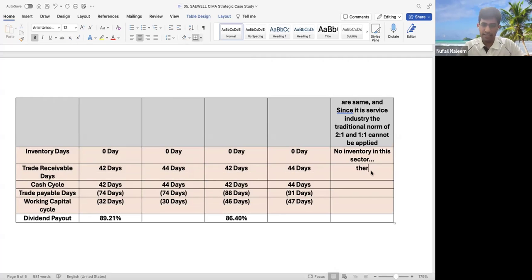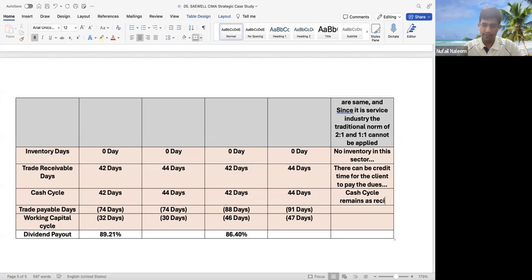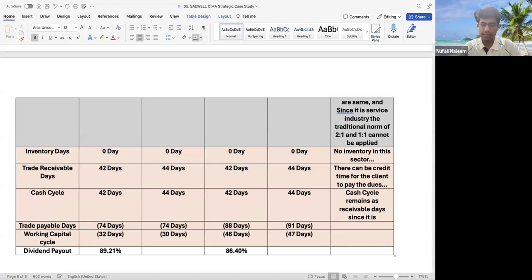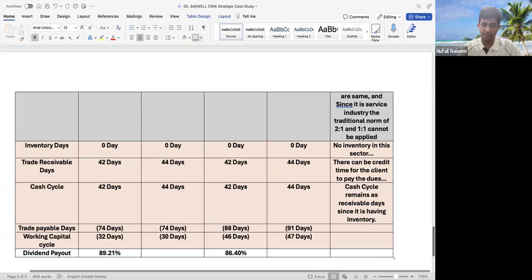Receivable days, students, there can be a credit time for the clients to pay the dues. That is 44 days. And students, since there is no inventory, cash cycle remains as receivable days, since it is having no inventory. I believe that is also fine for you.